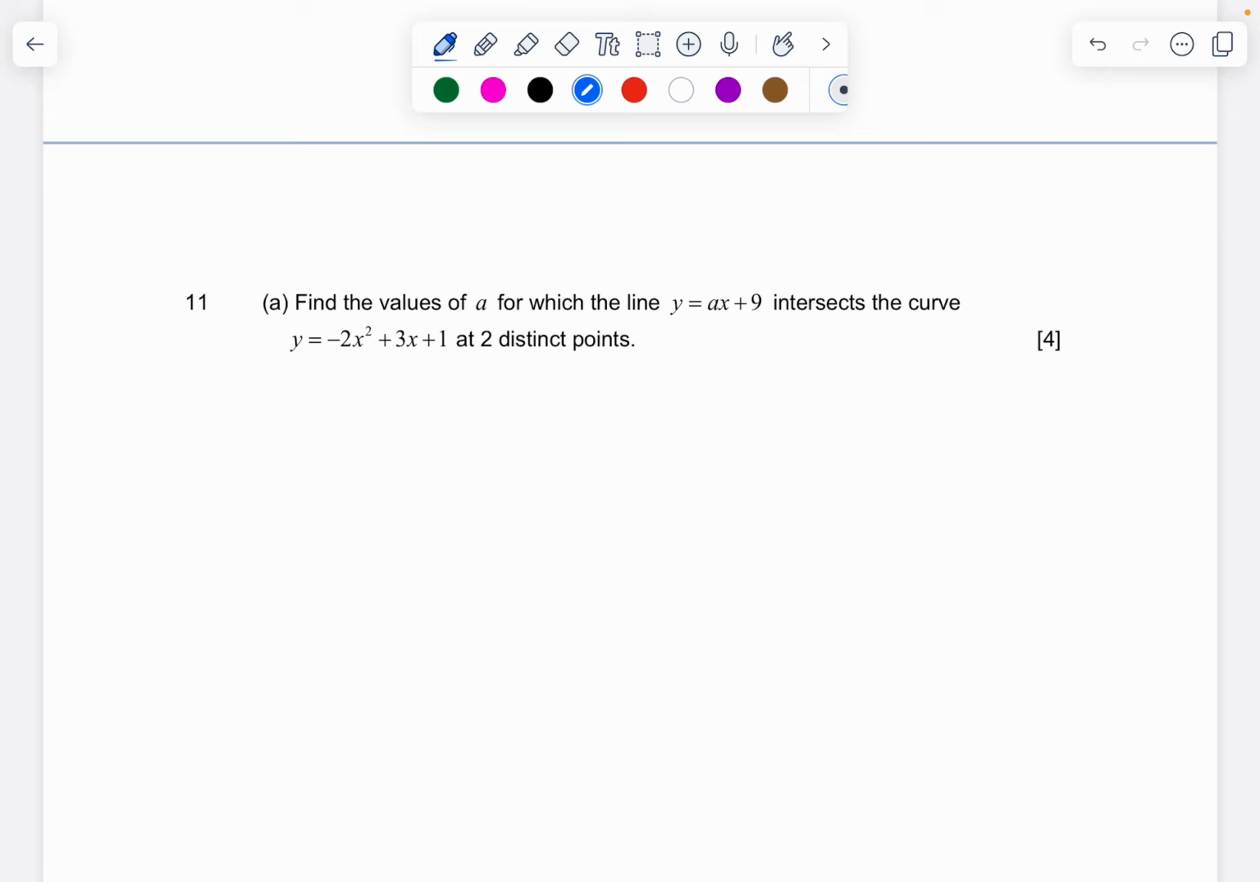Then question number 11. Find the values of a for which the line y equal to ax plus 9 intersects the curve at two distinct points. Intersects the curve at two distinct points means firstly we know that the discriminant is 0, but we need to put them together first. So negative 2x squared plus 3x plus 1 is equal to ax plus 9.